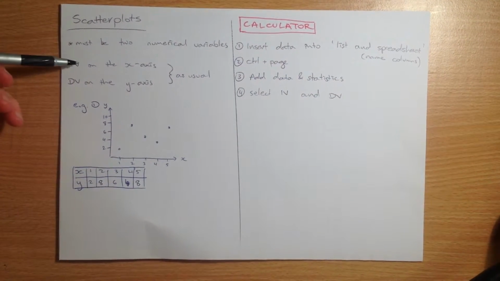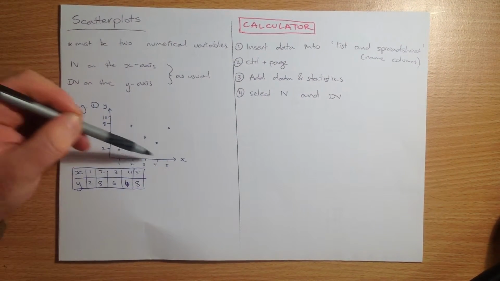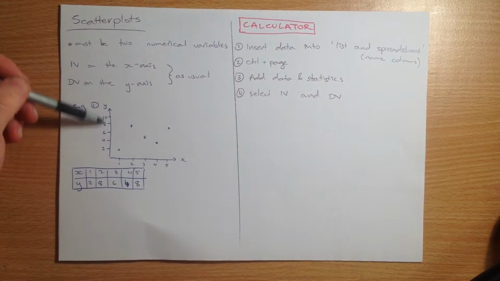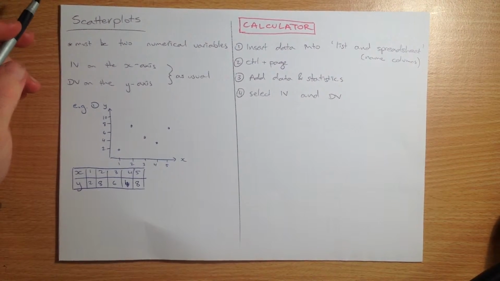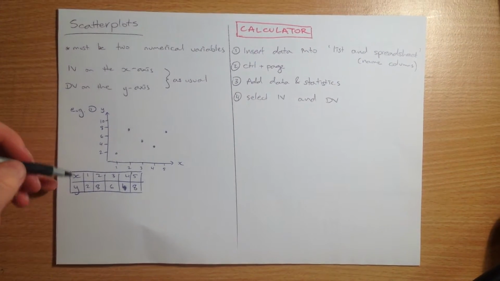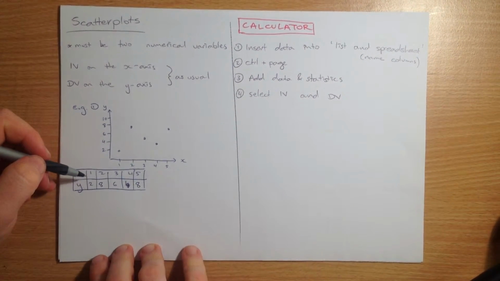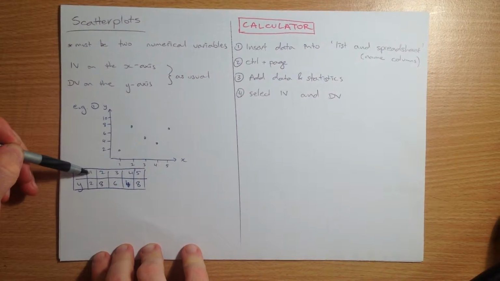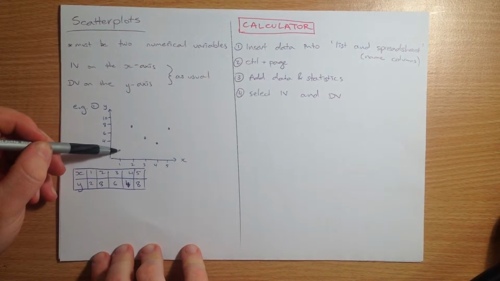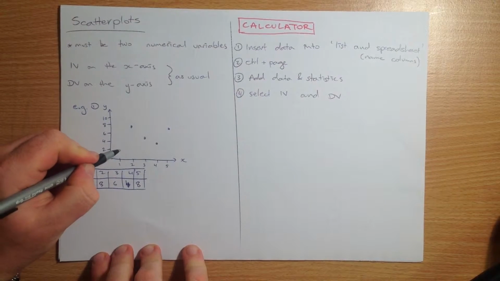So again, as usual, the independent variable is going to go on the x-axis and the dependent variable is going to go on the y-axis. If you've been unsure about that, go back to the video where I talk about independent and dependent variables. But just really quickly, if we had to sketch it by hand, which we won't very often, here's what we do. So if my x value is 1 and my y value is 2, I'm going to go x value 1, y value 2, and I'm going to put a dot there.